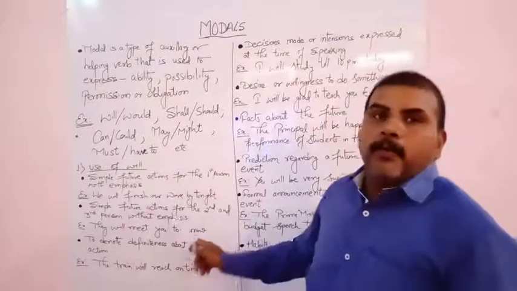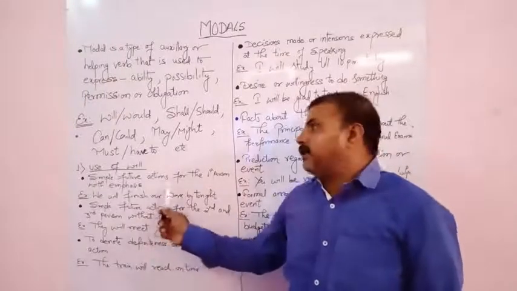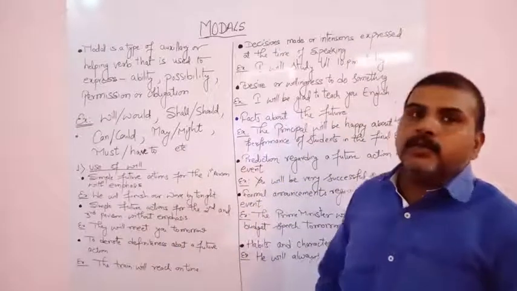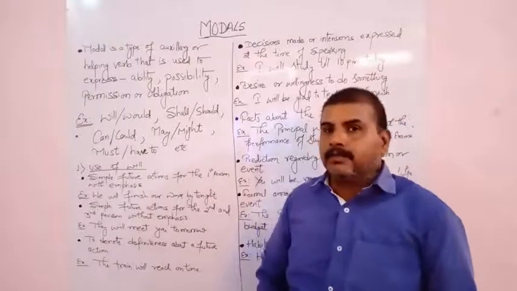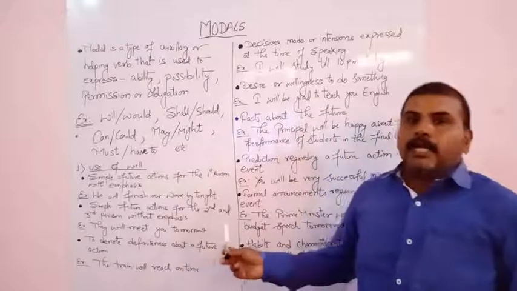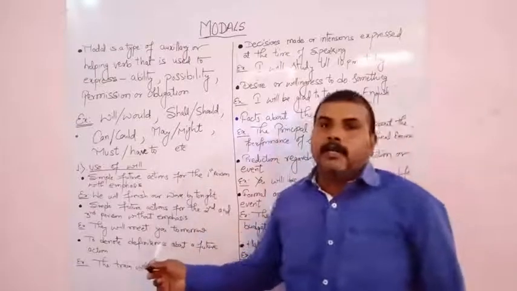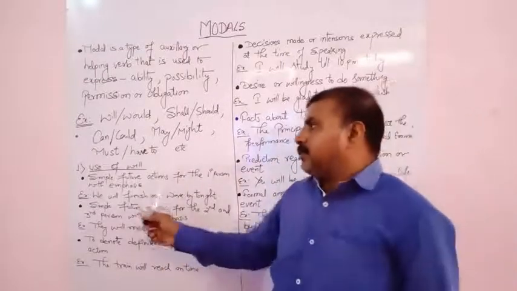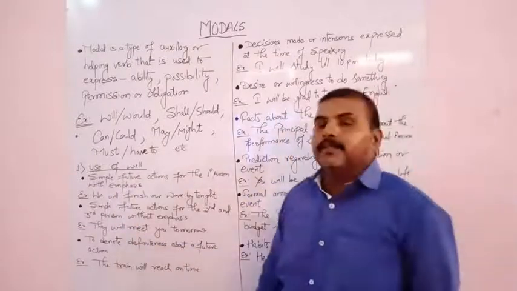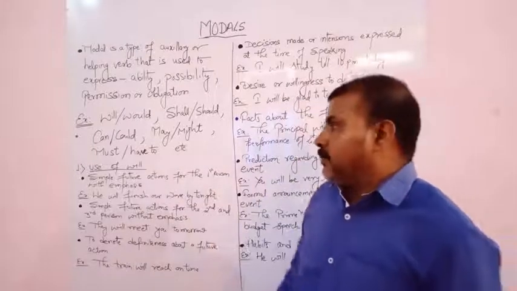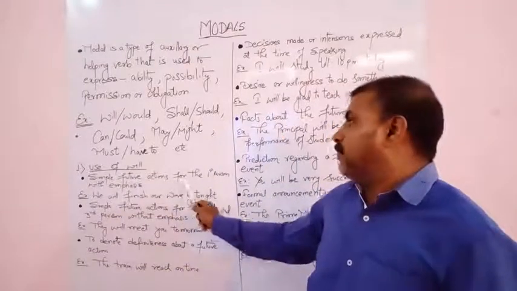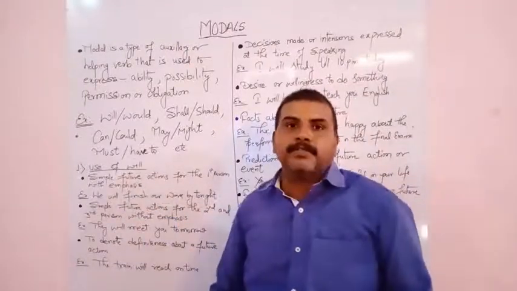So here, first of all, we will try to understand the use of will. Where to use will and where not. In this section we will try to understand where to use will and where not. So the first rule or step, we can say, in English grammar, is the use of will. So the first case is what? Simple future actions for the first person with emphasis.